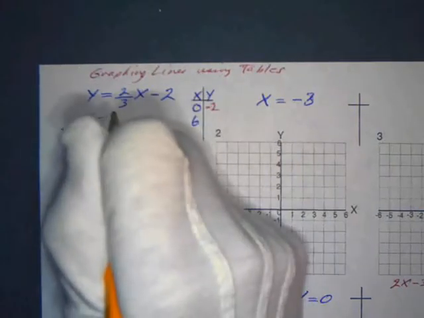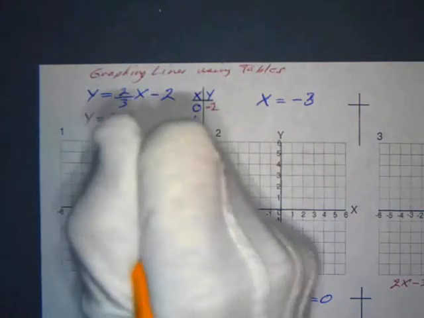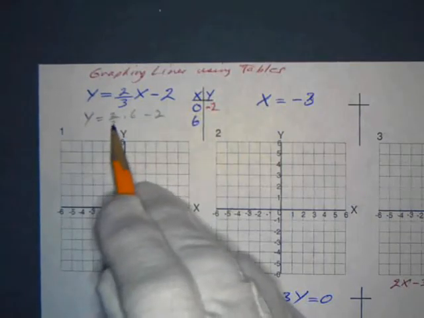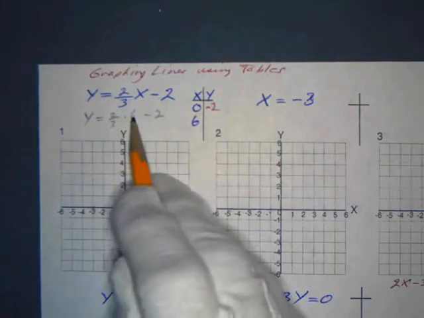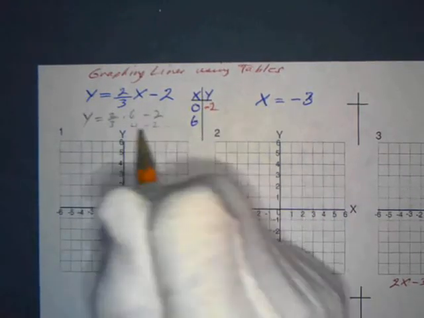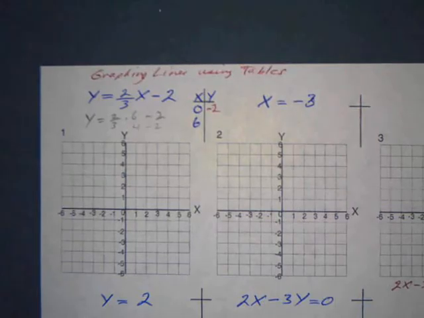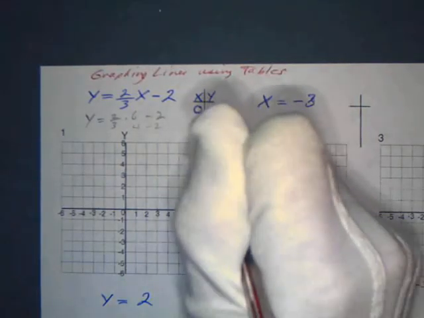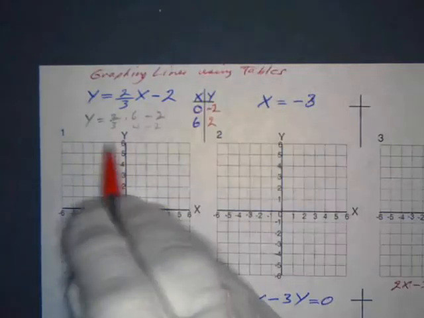So if x is 6, let's put 6 in here, and I can work it out. y equals 2/3 times 6 minus 2. Now, 2/3 of 6, 3 goes into 6 twice. And then 2 times 2 is 4, so that would be 4 minus 2, which is just 2. So you see we worked it out as an evaluation problem. Okay?